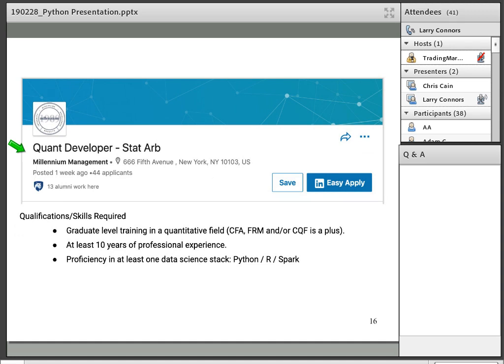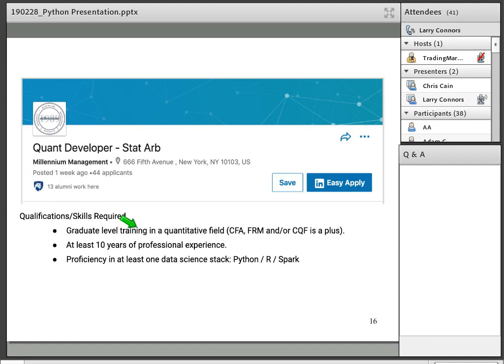This is Millennium. Izzy Englander is the founder of Millennium. Millennium is a multi-billion-dollar hedge fund. It's a multi-strategy fund, and what they are doing here in this position is for a quant developer in the stat arb department. As you can see there, startup skills. So these are higher level skills, at least for this position.